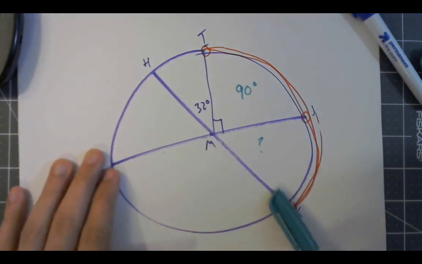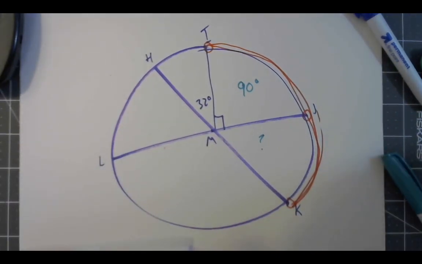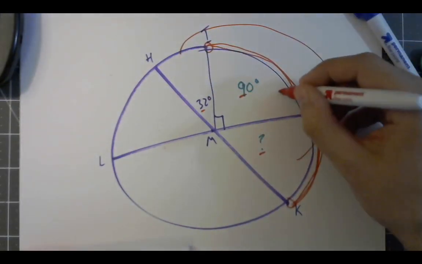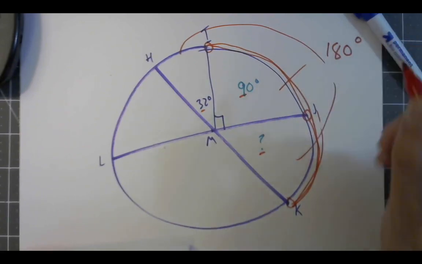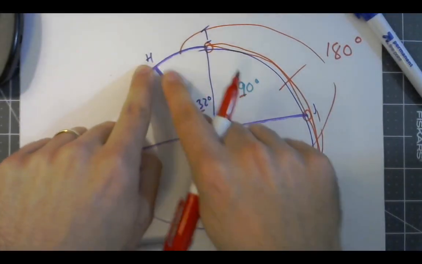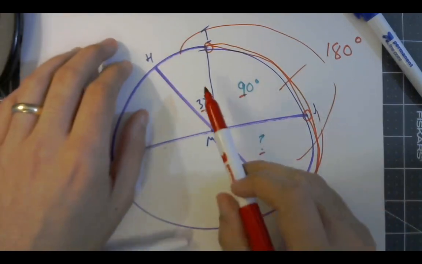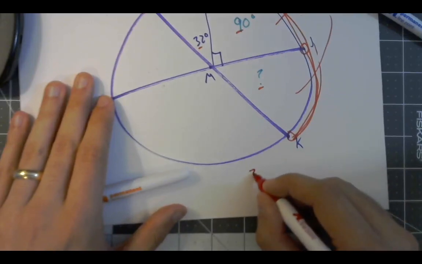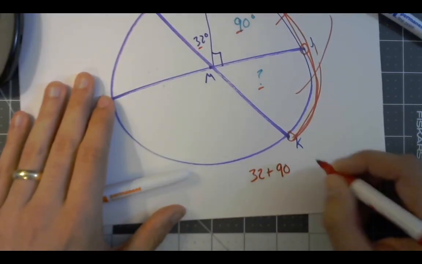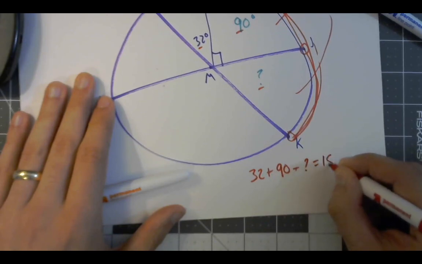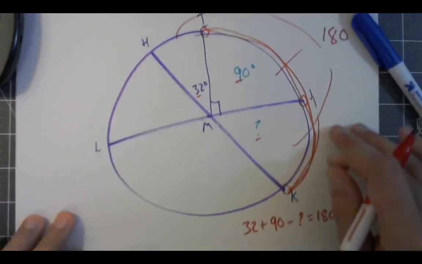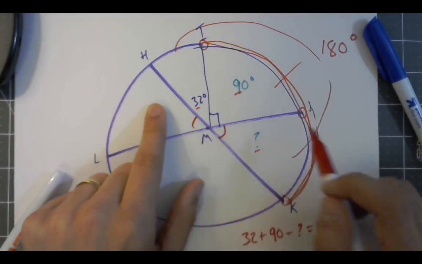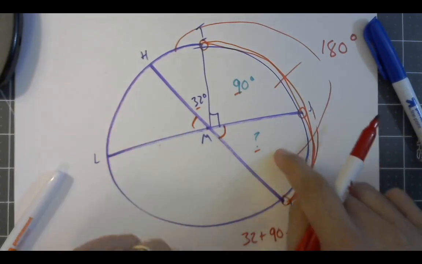I have H to K, that is my diameter. And so I know all three of these equal 180. Because H to K is diameter, so it's cutting it perfectly in half, so I know this is half of 360. So that means 32 plus 90 plus whatever is 180. If you see here, it also works for this one. If you notice, these are actually vertical angles. These are vertical angles. So if you found this, you could already use this.